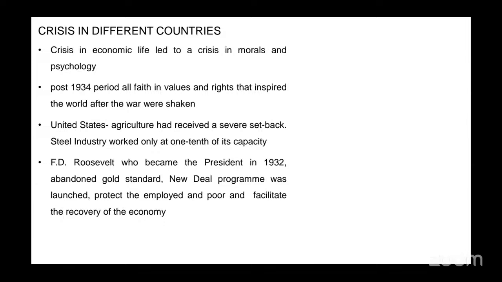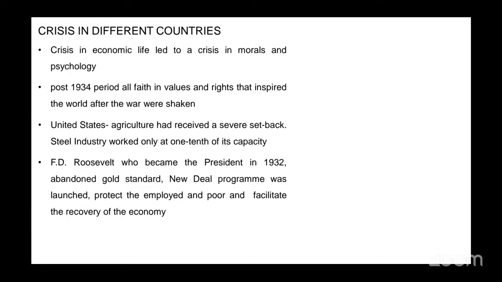Now, the crisis in different countries. See, the economic depression is not the same all over the world. The different countries have analyzed and handled the situation differently. Now, the crisis in economic life has also led to a crisis in morals and psychology. So this has created the concept of looking at the international space from a moral perspective. In the post-1934 period, all the faith and values that inspired the World War were shaken.